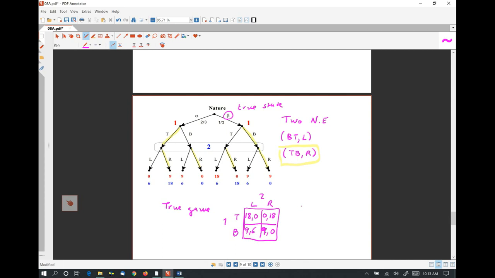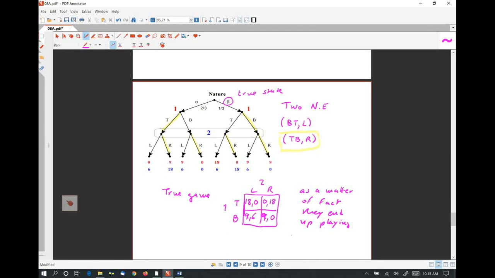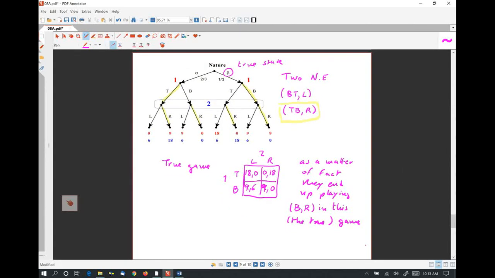So as a matter of fact, they end up playing BR in this, the true game, which is not a Nash equilibrium of this game.